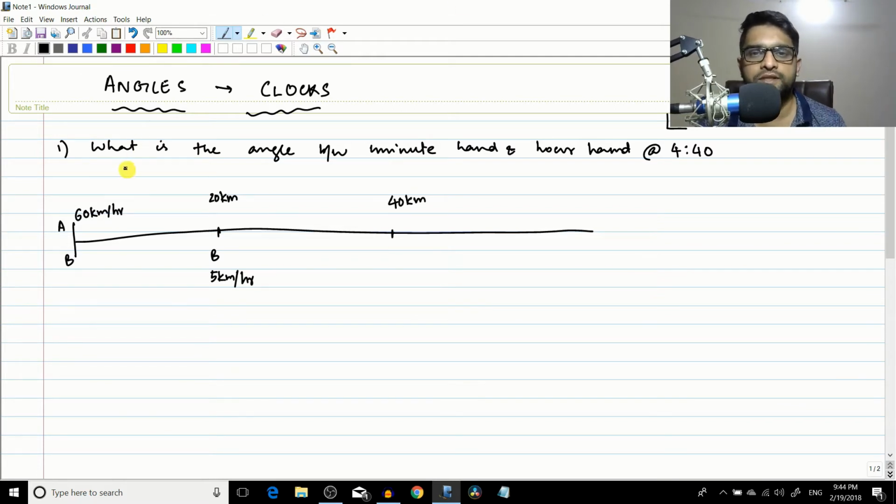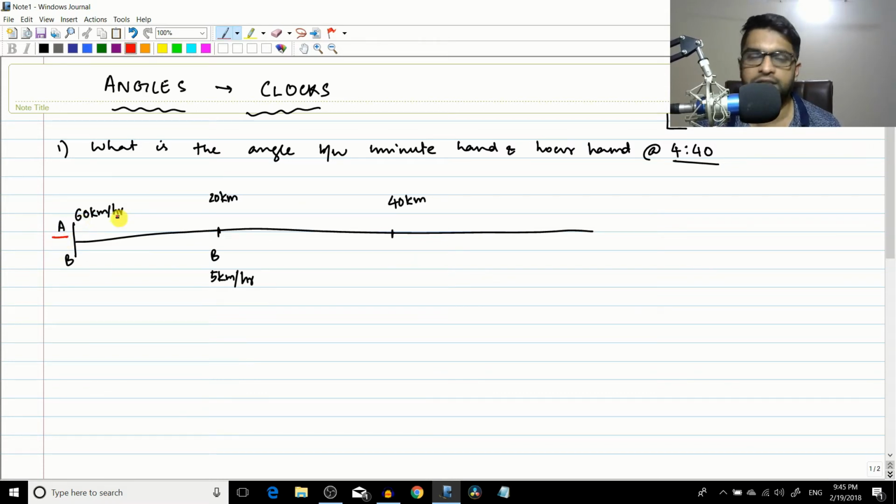Another type of problem which is usually asked in clocks is: what is the angle between the minute hand and hour hand at, say, 4:40? This problem we can also relate to our old example which I have always used here. So let us do that problem first.